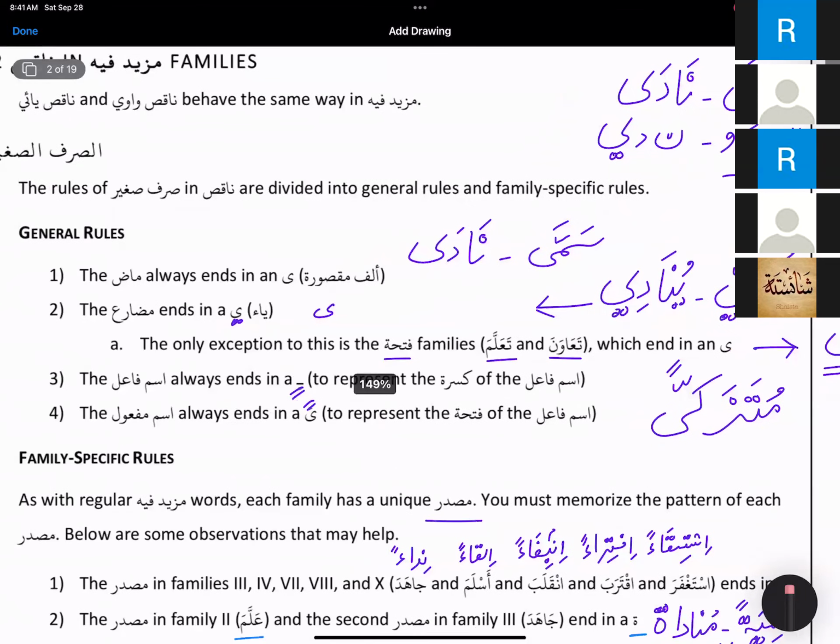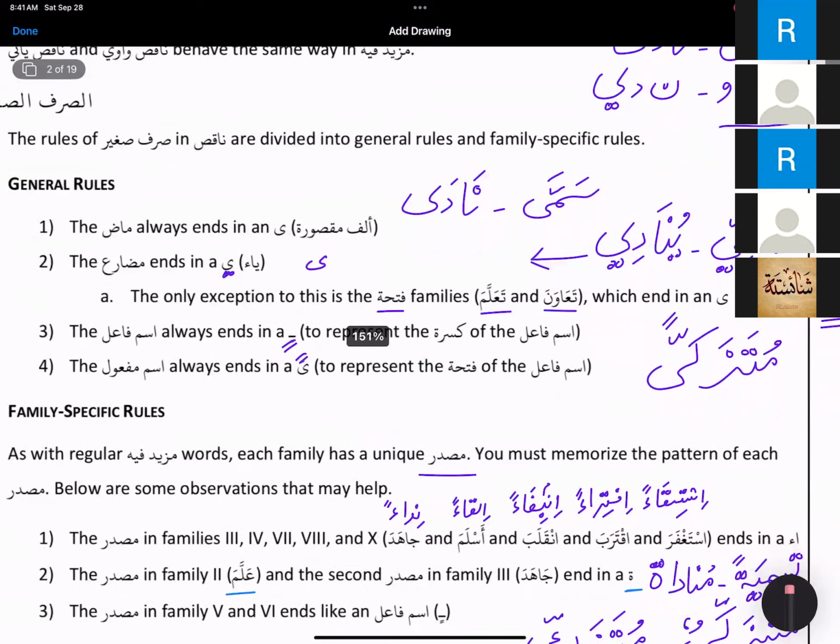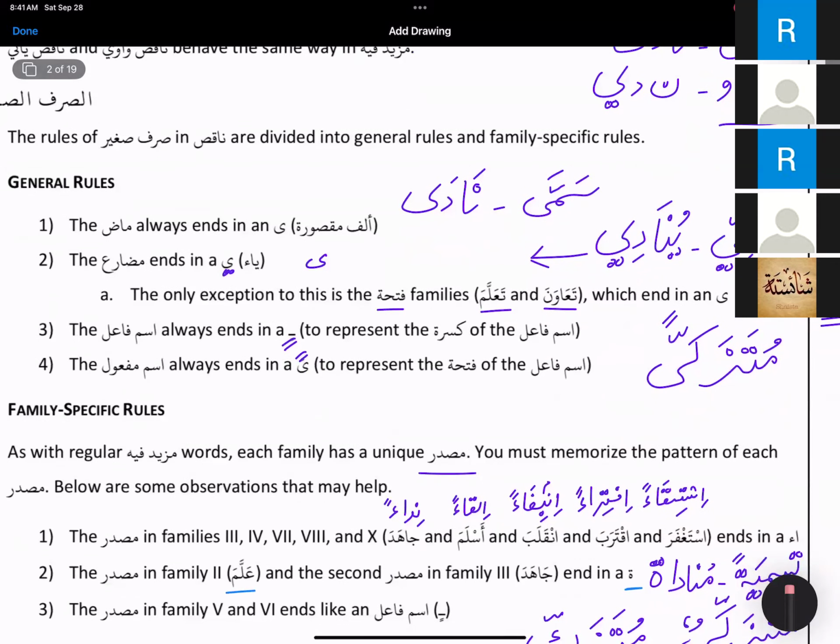So that's always. Sama will become yusammi. Nada will become yunadi. Right? So ya is there. So now this alif maksura, which was in Madi, is basically changing to ya in Mudari.